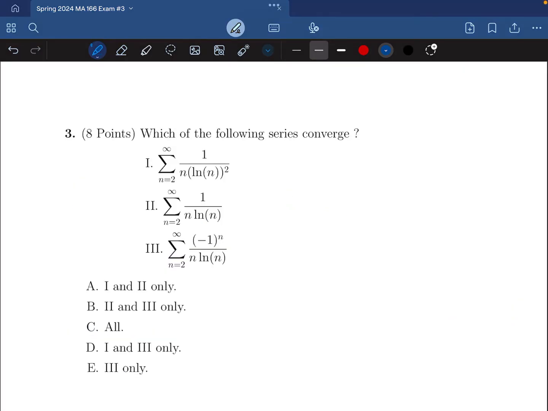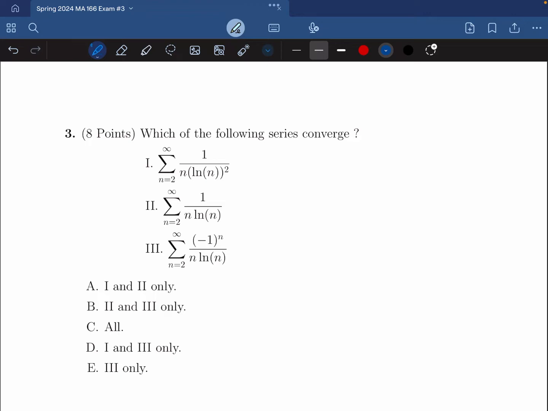Okay, question 3 asks, which of the following series converge? So the first series is 1 over n times natural log of n squared, the second is 1 over n times natural log of n, and the third is negative 1 to the power of n over n times the natural log of n. And all three series are from n equals 2 to infinity.